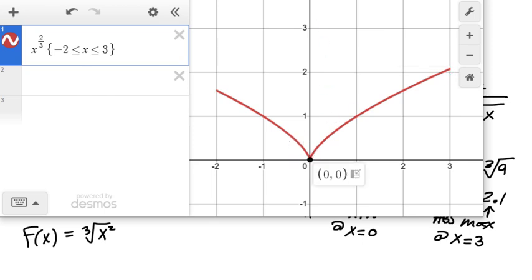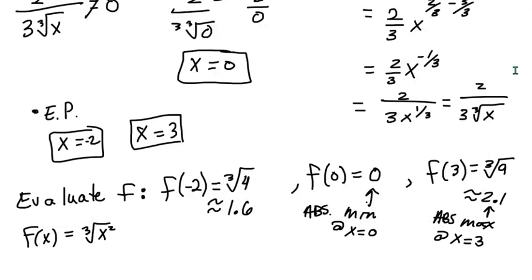Alright, so we were learning about max and minimum values, absolute and local, and we will explore this further and learn how to use the derivative to find local extreme values.